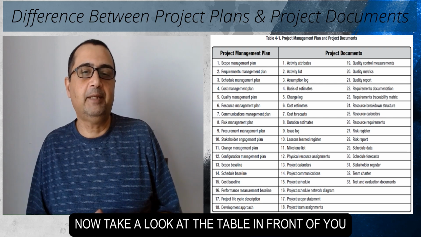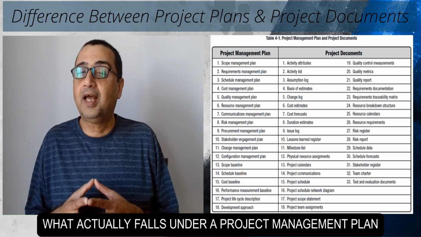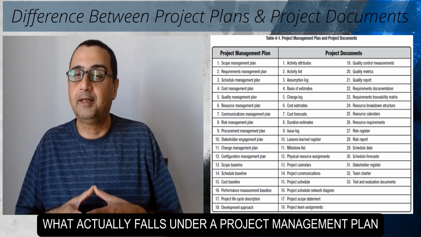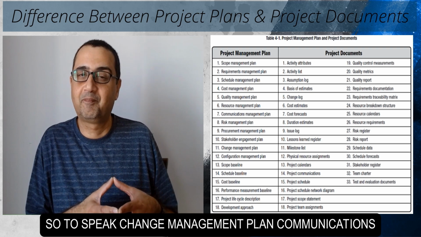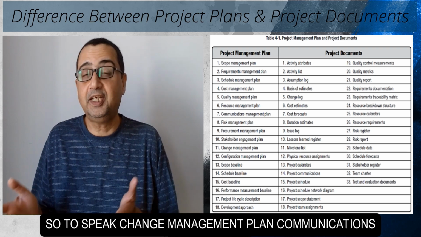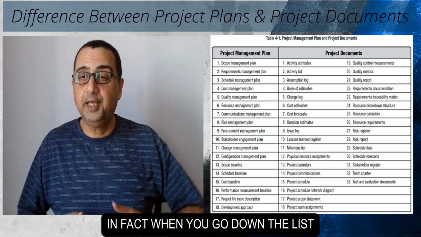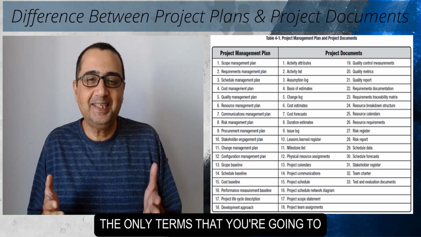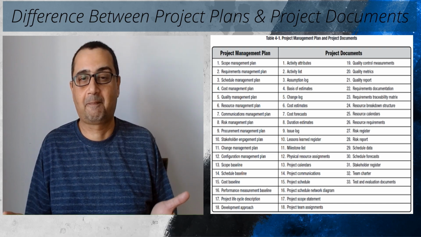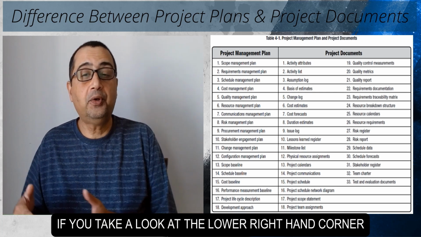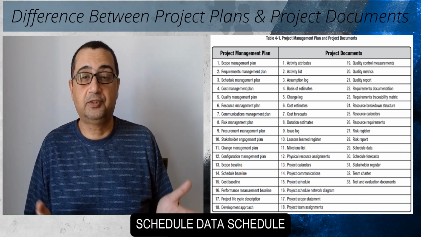Now take a look at the table in front of you. If you look at the left hand side, what actually falls under a project management plan, I want you to start noticing the repetition or a trend, so to speak. Change management plan, communications management plan, configuration management plan, cost baseline. In fact, when you go down the list, the only terms that you're going to see are management plans and baselines.